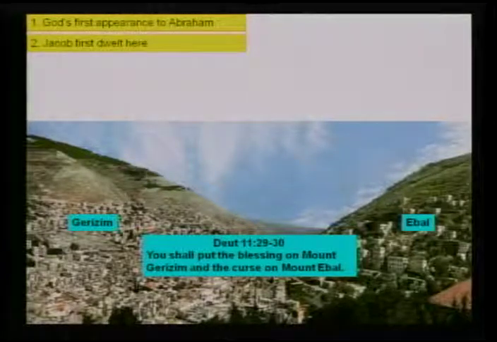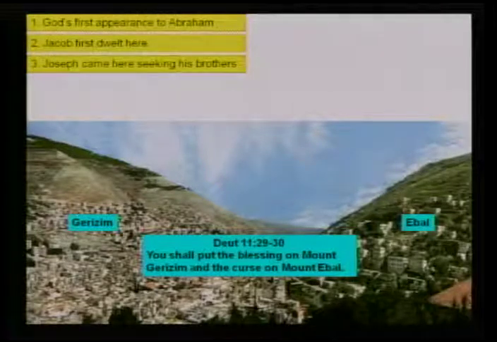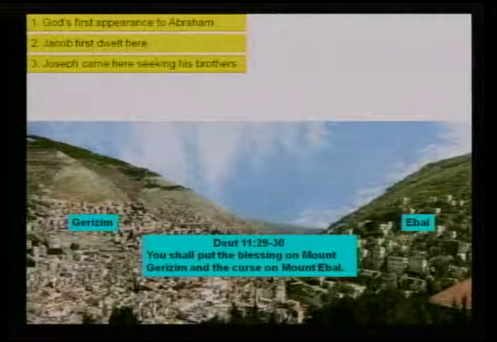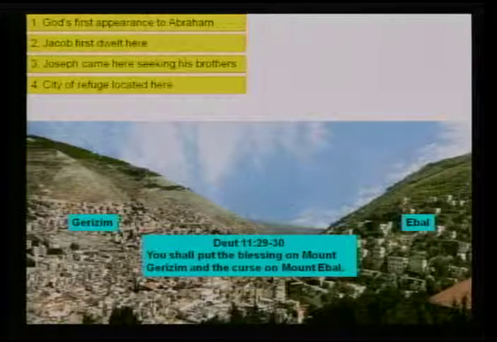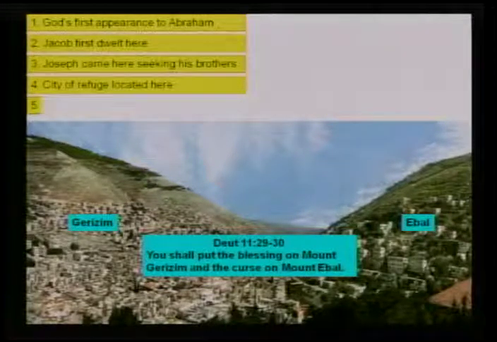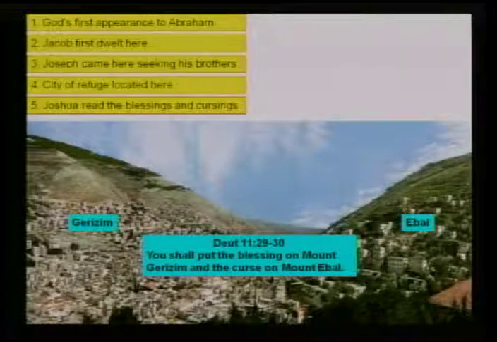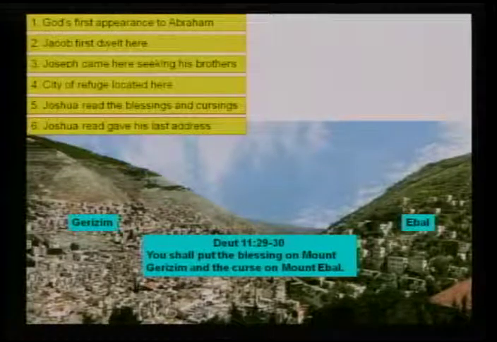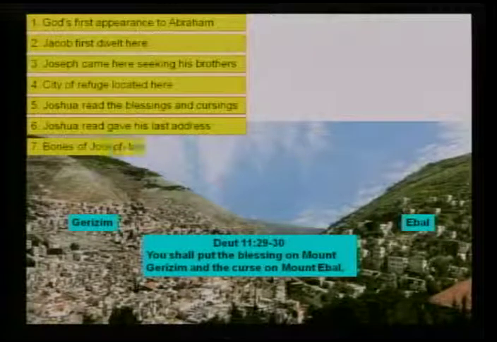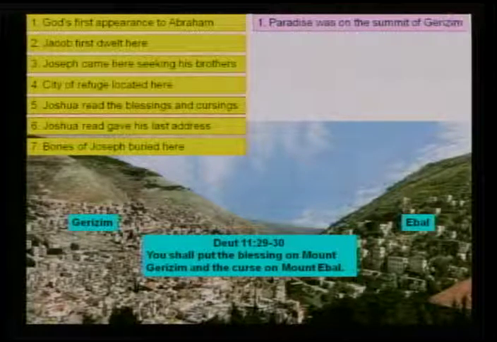Here is where Jacob first dwelt when he came into this land. Jacob came here seeking his brothers. When he was out trying to find them, got thrown in the well, this is where he came. A city of refuge was here, and that's true. God had called this one of the cities of refuge. Joshua read the blessings and cursings, and that's true. That's where the blessings and cursings came from. So Joshua read his last address here, probably true there. Now the bones of Joseph are buried near here. So these are the good things.